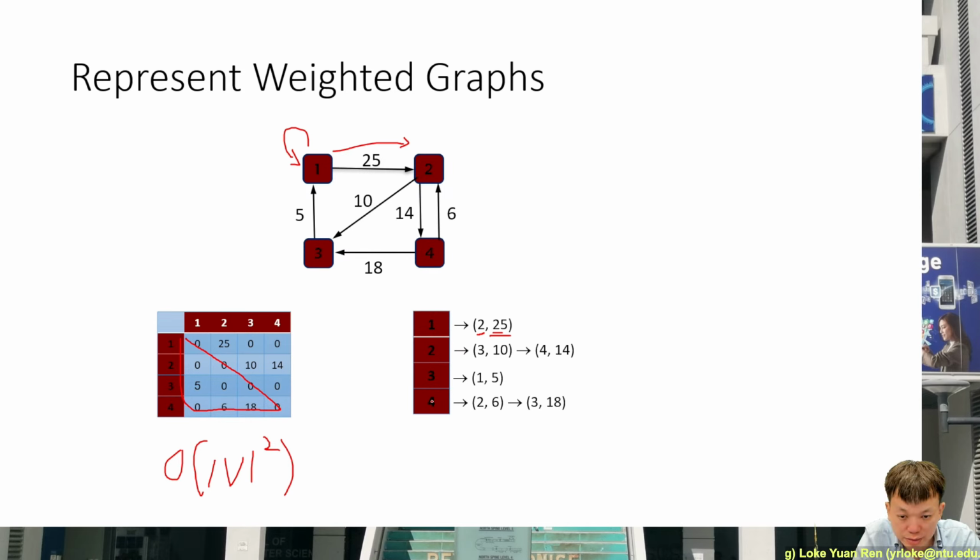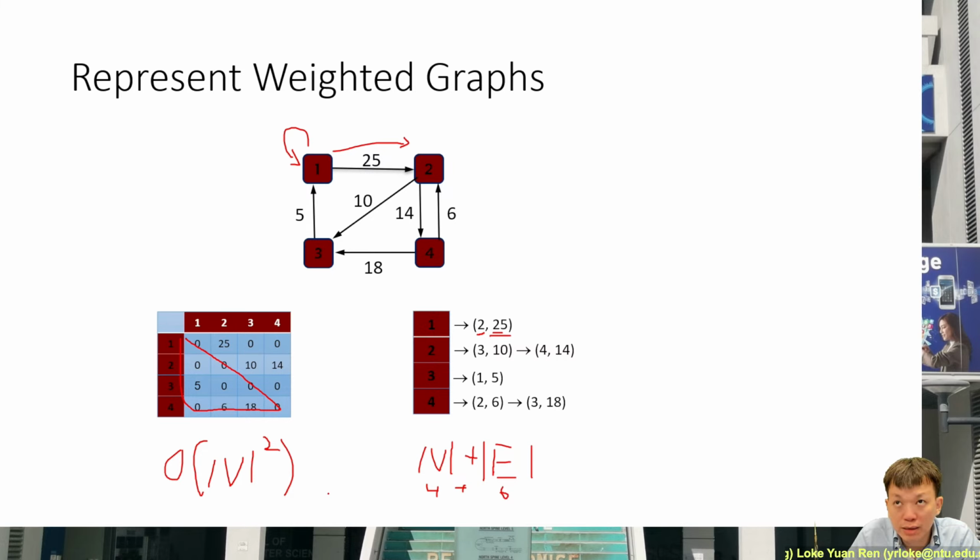The adjacency list will be safer and let you save more space, which is V plus E. So if you have a very sparse graph, like this example, you only introduce 6 edges. So 4 vertices plus 6 edges. For the matrix, the square will be 16. Then you can see the space you need to use, compare these two, which one is higher.